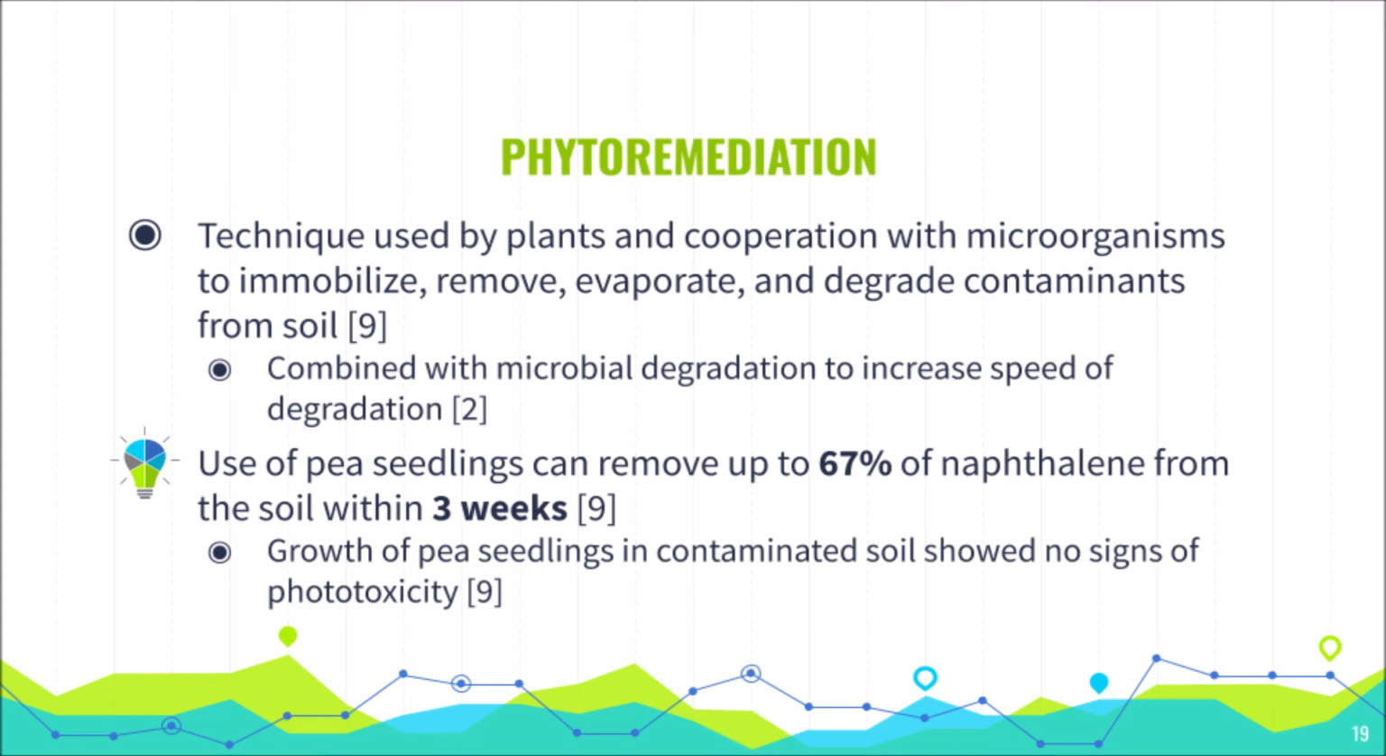The last remediation treatment technology we are going to be talking about is phytoremediation. This is an in situ technique using plants in combination with microorganisms to immobilize, remove, evaporate, and degrade contaminants in the soil. A study in particular used pea seedlings to remove up to 67% of naphthalene in the soil within a 3-week time period. And the study also concluded that there were no signs of phytotoxicity in the duration of the pea seedling growth.